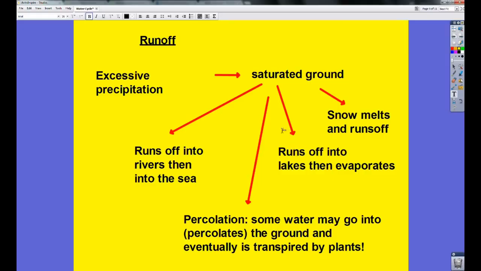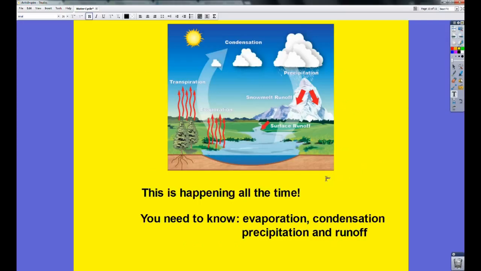It might possibly percolate into the ground, and then plants will use that water, and it will be transpired through its leaves, through its stomata, back into the atmosphere. And also we get runoff from snow melting when the temperature gets warmer, and the snow will melt and run off into the rivers. So there's all your processes.